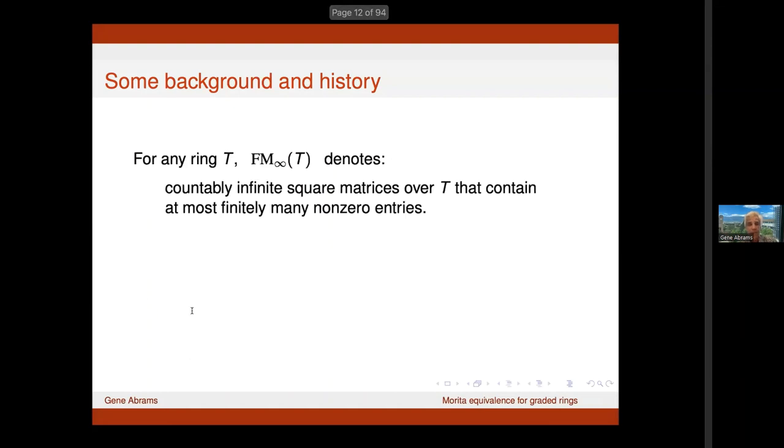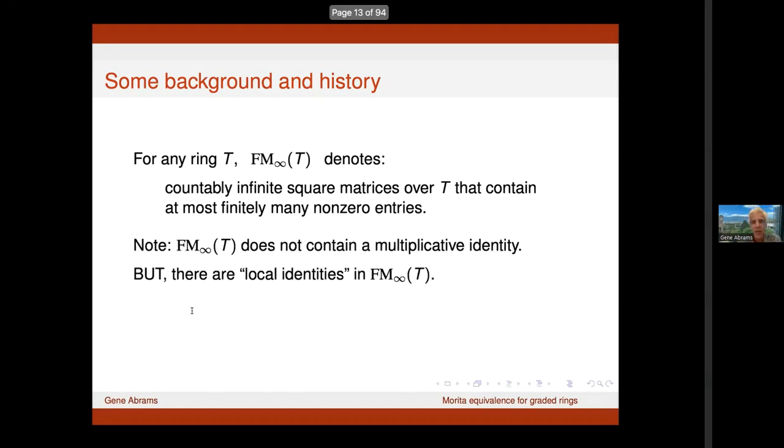Okay, next. If you take any ring T, and the notation is not completely standard, we'll write FM_infinity(T) to denote the countably infinite square matrices that contain at most finitely many non-zero entries. So it's infinite matrices, but I only allow you to put finitely many non-zero entries in each matrix. So this is a perfectly good ring. Multiplication is fine because you have zeros in enough places to make the multiplication well-defined. And so you get a ring.